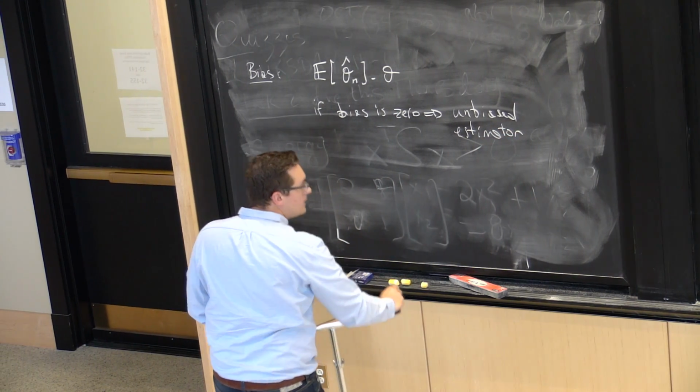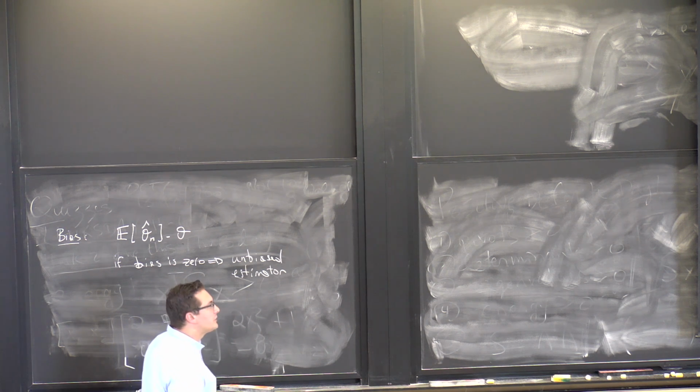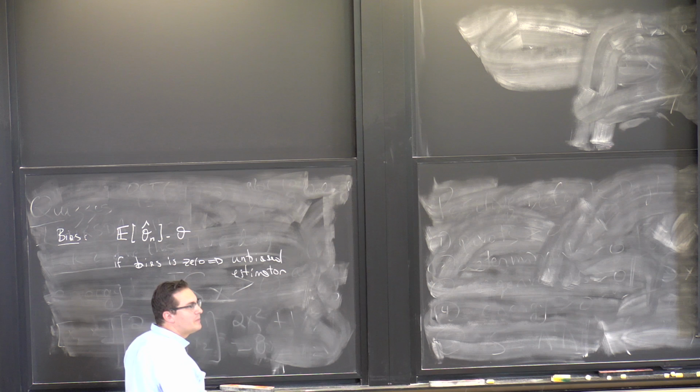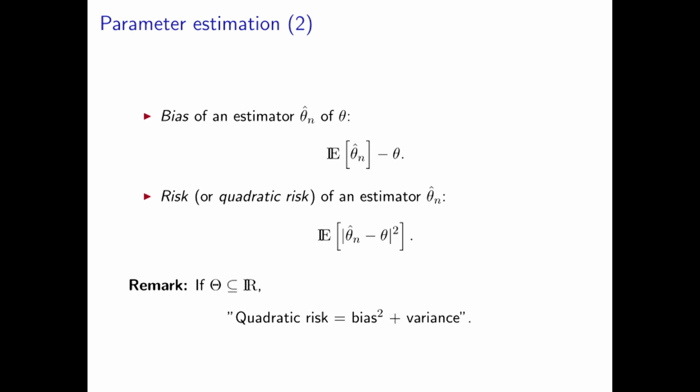OK? So this is definitely a property that we're going to be looking for in an estimator, trying to find them to be unbiased. But we'll see that it's actually maybe not enough. All right? So unbiasedness should not be something you lose your sleep over. Something that's slightly better is the risk. So really the quadratic risk.